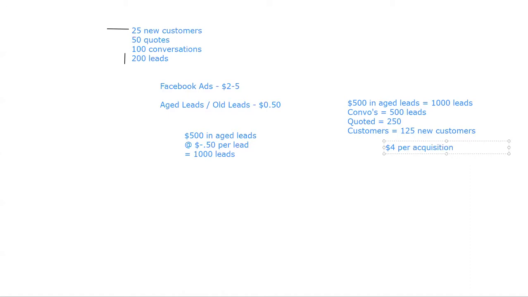And this is way off, guys. These numbers are not accurate to the industry. This is just a general framework to follow to know what you need to spend on what leads in order to reach your goals. Okay, let's look at it for Facebook.